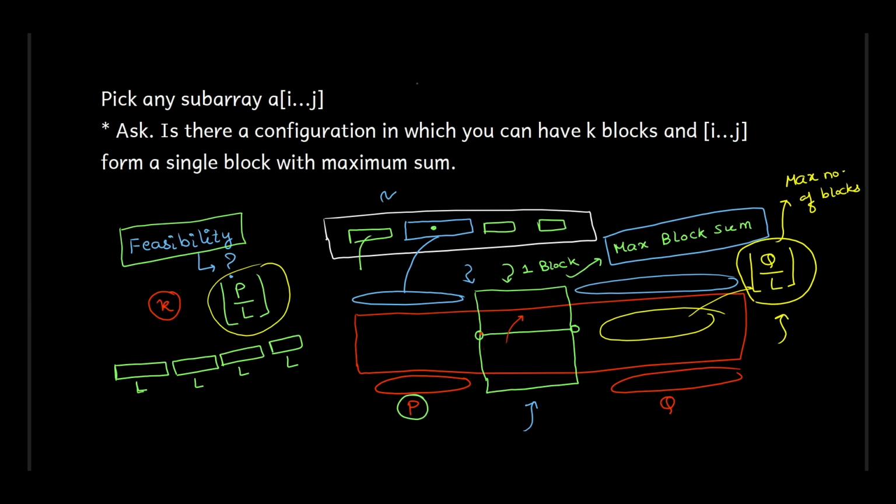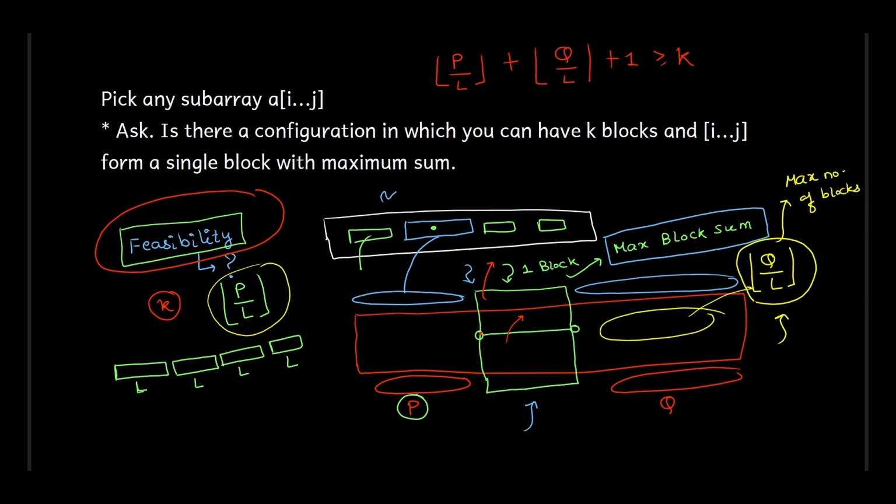So if that is the case, then you can see that if this condition holds, that is, if the number of blocks on the left hand side plus number of blocks on the right hand side plus 1 is greater than or equal to k, then we know that a partition is definitely feasible in which this entire subarray gets its own block.